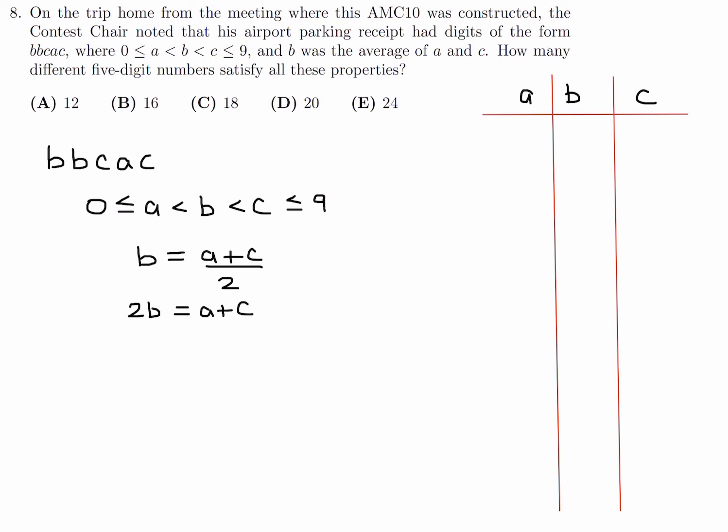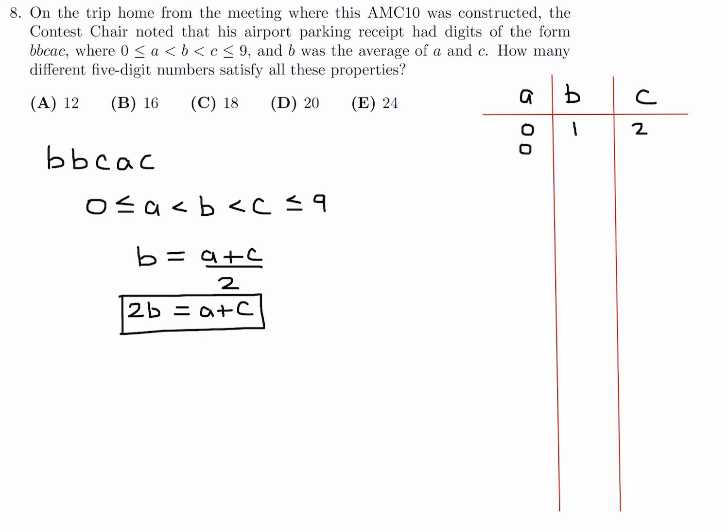Let's start with A equal to 0. That's the smallest possible value for A. If A is 0, B cannot be 0. B has to be greater than A. So the first one I go for is 1. If that is the case, using this and only this, I get C equal to 2.